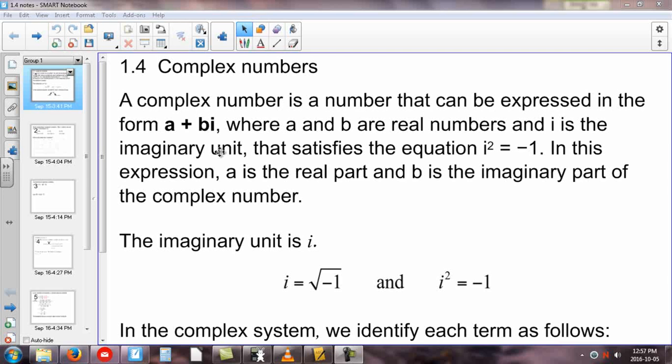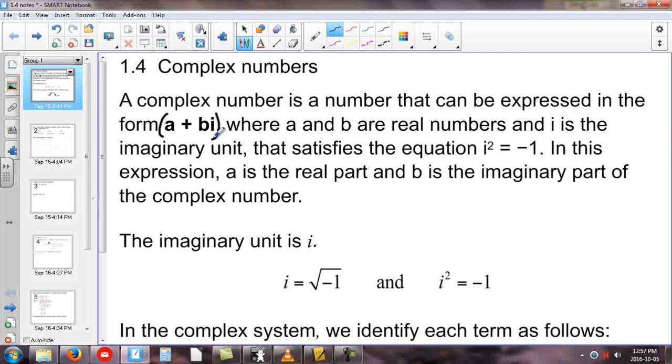So this is section 1.4 where we start to deal with complex and imaginary numbers. A complex number is any number that can be represented in the form a plus bi. Notice the i, that's going to be for our imaginary piece, where a and b are real numbers and i is the imaginary unit that satisfies the equation i squared equals -1.